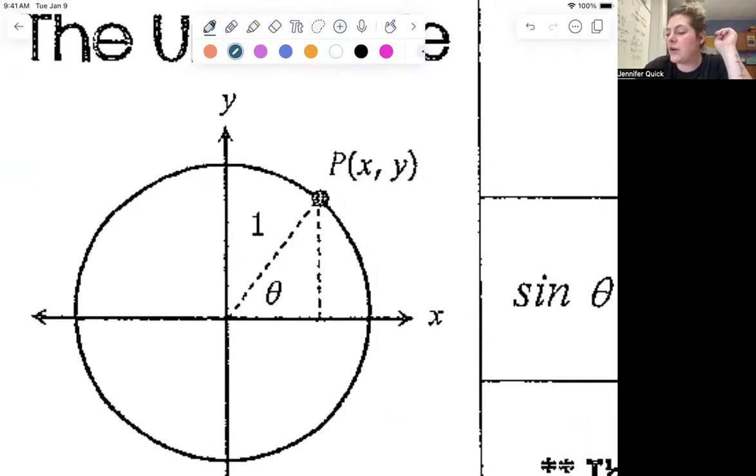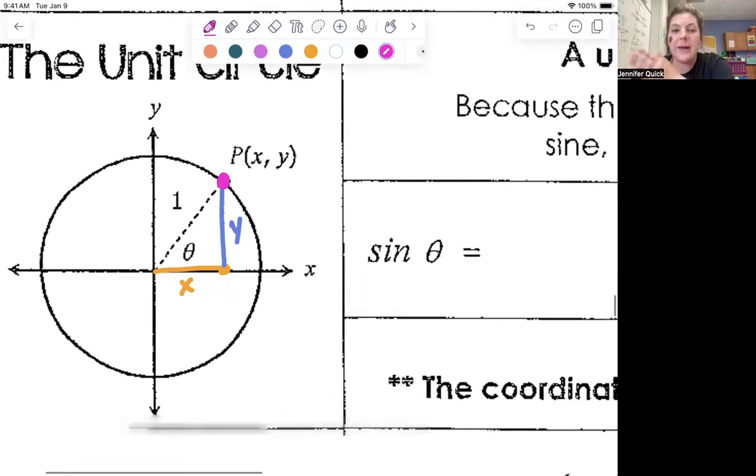If I go over towards the right a certain amount, that's going to be my X coordinate. If I go up a certain amount, that's going to be my Y coordinate. And so what we create are these outer coordinates that are a part of our circle. The coordinate P that we're going to talk about has an X coordinate and a Y coordinate.